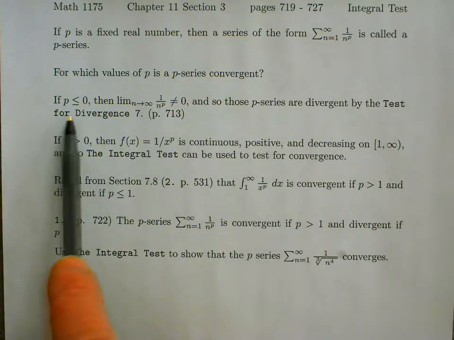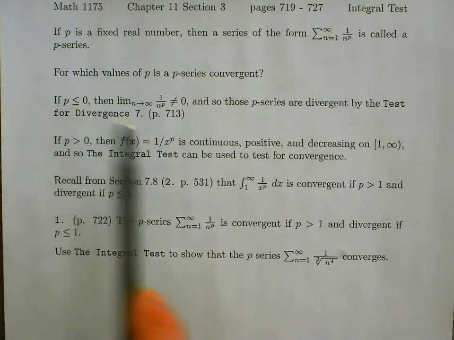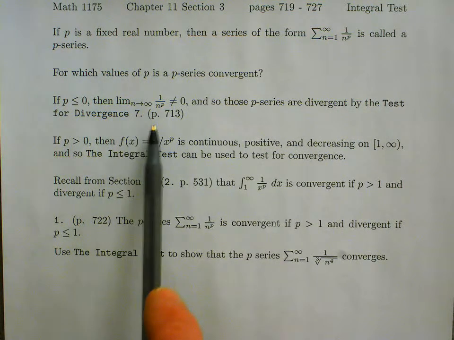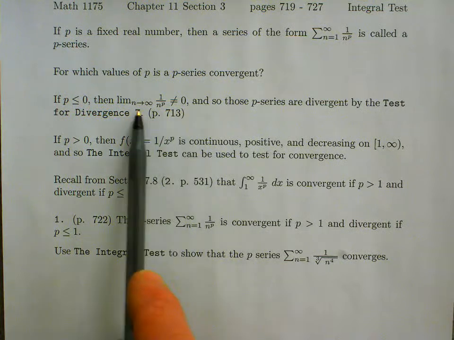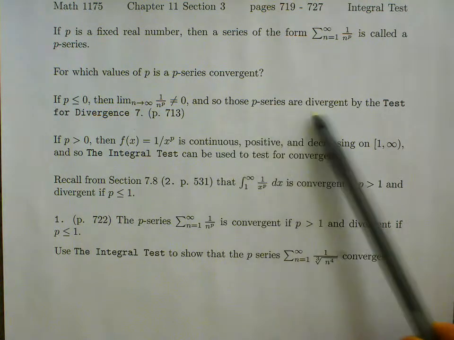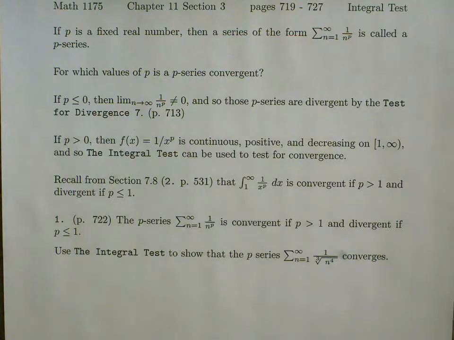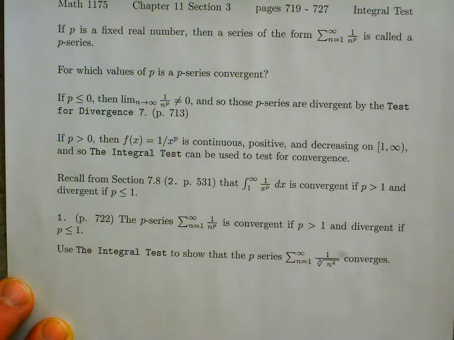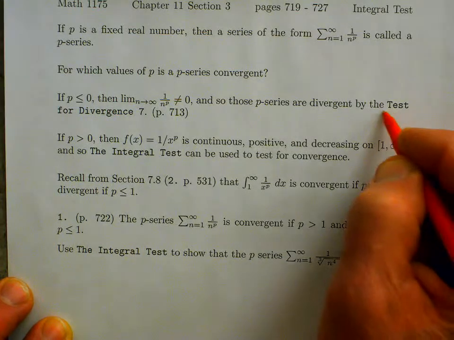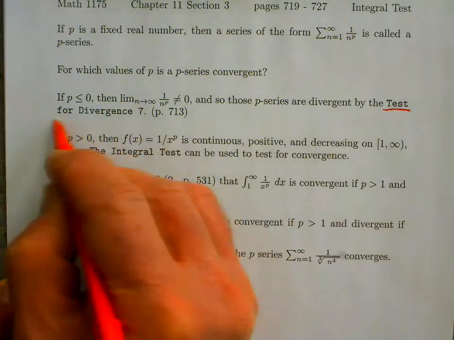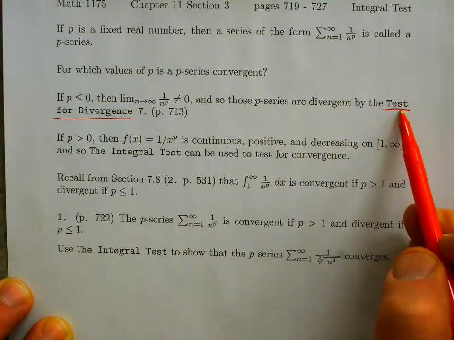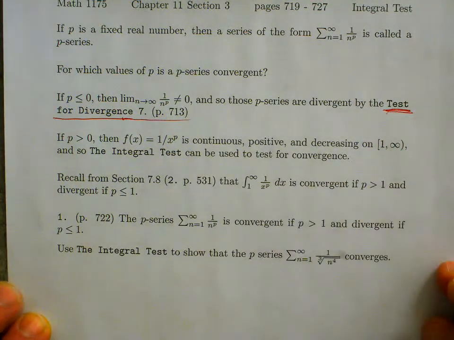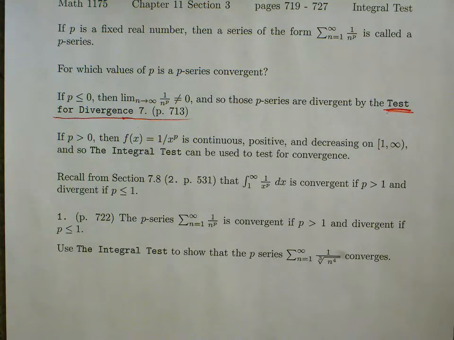So first, if p is less than or equal to 0, then we know that the limit of 1 over n to the p does not equal 0. And so those p-series are divergent by the test for divergence. So if you still haven't really mastered the statement in the test for divergence, make sure that you do so. It's not too hard to understand, but it's important and very useful.